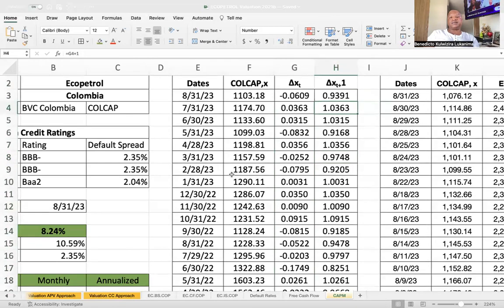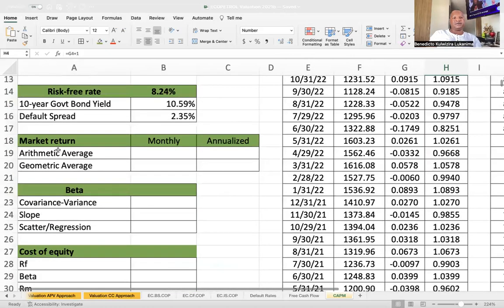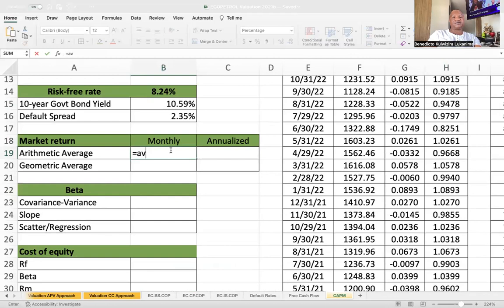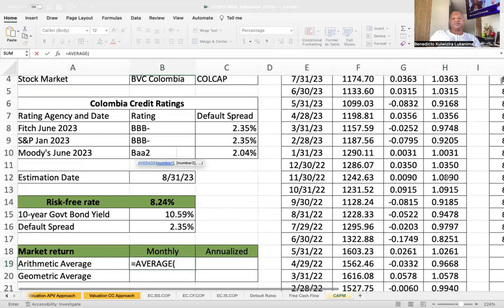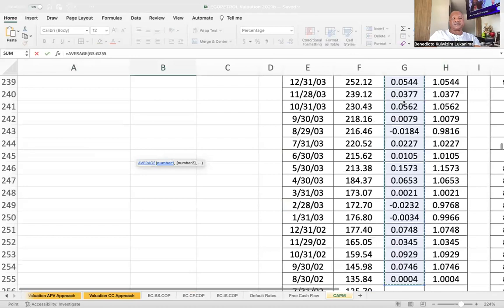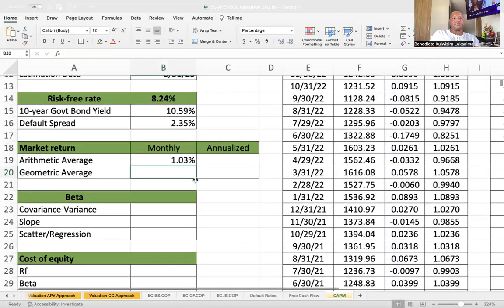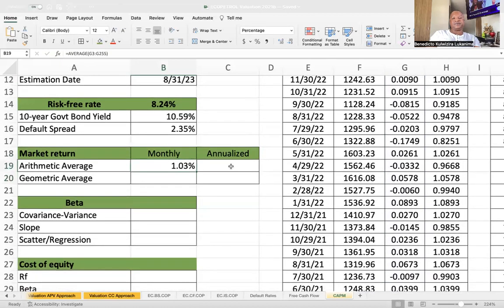I'm going to start with arithmetic average, and I've created a template here for market return. The data is monthly. If you're using daily, you have to indicate daily. If weekly, you have to indicate weekly. So arithmetic average is just a simple average. Let's say equal average, and the average of all the changes. And put it in percentage.